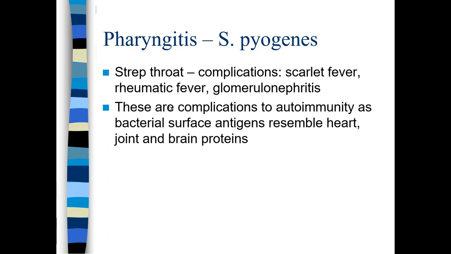Okay. Bacterial surface antigens, like I said, resemble heart, joint, and brain proteins, and so this can be really, really complicated. This is called molecular mimicry, where one protein in nature is very, very close to the other protein, and then all of a sudden you're raising up a response, an autoimmune response.